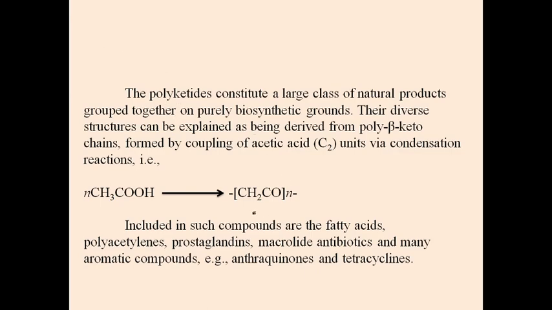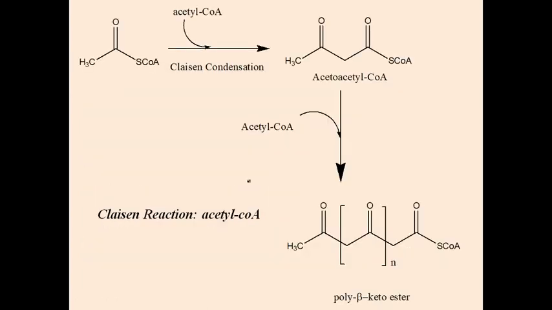Polyketide means, you can see here, CH2 C double bond O, n times, the repeating unit of CH2 C double bond O, carbonyl and methylene. CO means carbonyl and CH2 means methylene. The repeating unit of carbonyl and methylene is called polyketides. Prostaglandins, macrolide antibiotics, and many aromatic compounds come under polyketides.